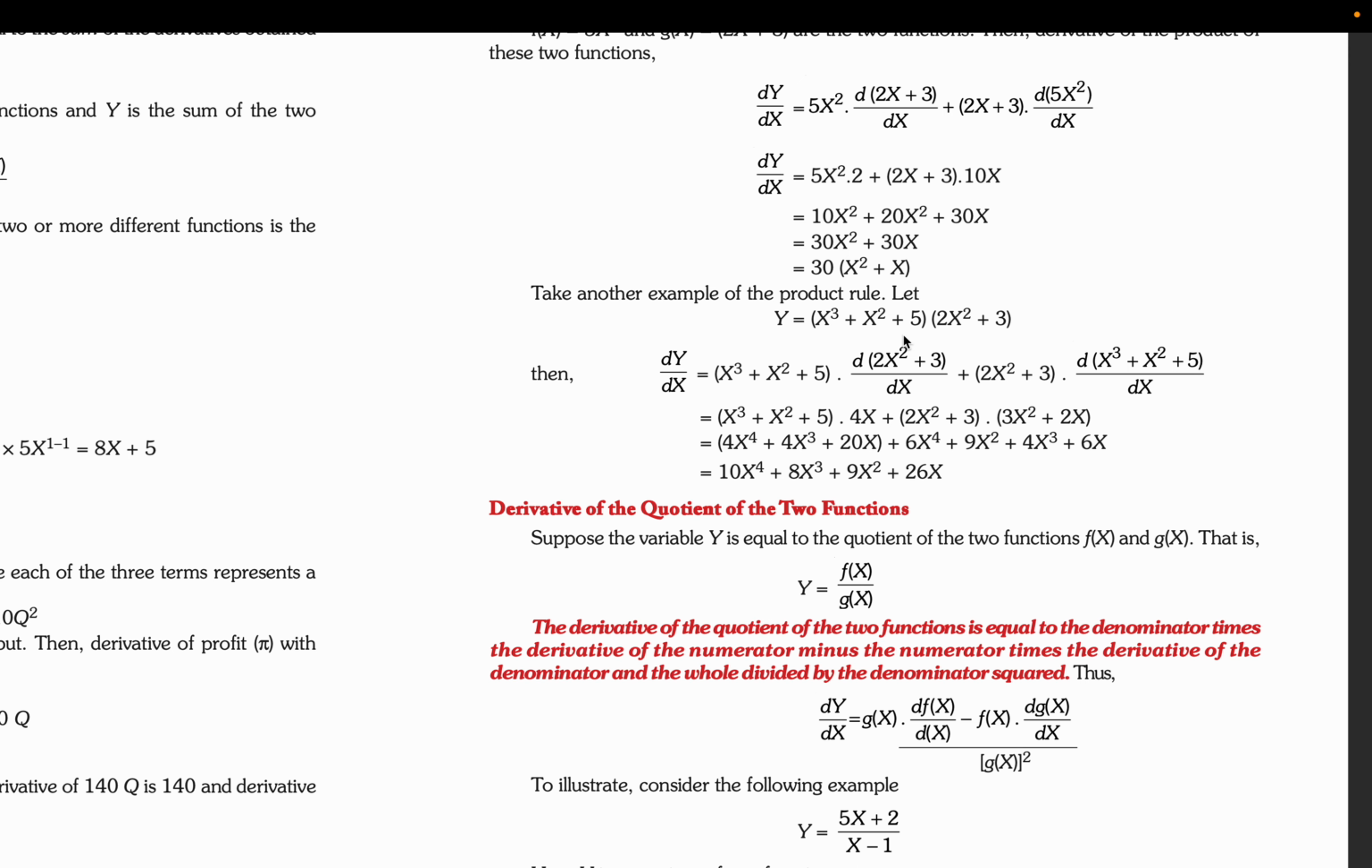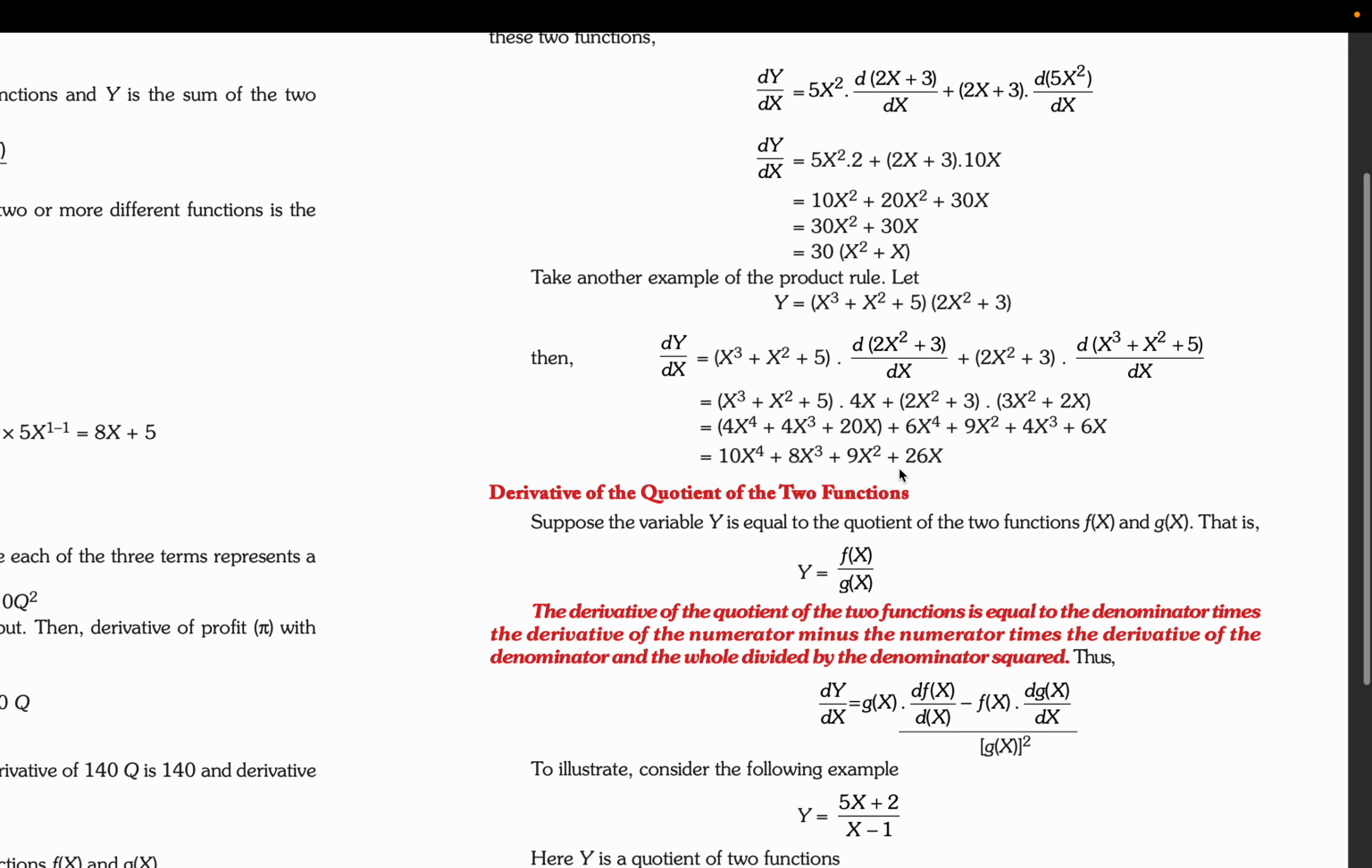Take another example, let's take this one. You keep this as it is, take the derivative of the second one, add the second one as it is, take the derivative of the first one. Now x cube plus x square plus 5 is as it is. If you take the derivative of 2x square, you come down to 4x plus 0 or 4x, plus 2x square plus 3 is as it is. If you take the derivative of x cube plus x square plus 5, you come to 3x square plus 2x, plus 0 of course, and you can just multiply all of this and simplify it to come to this value.